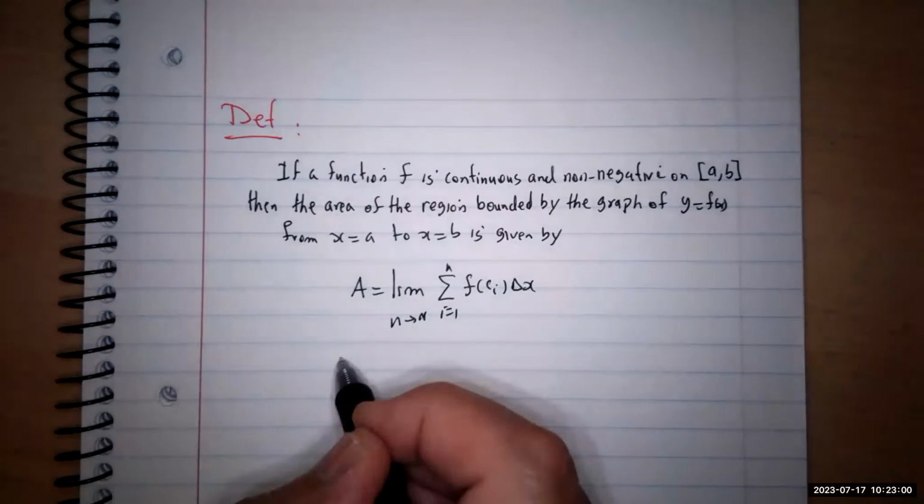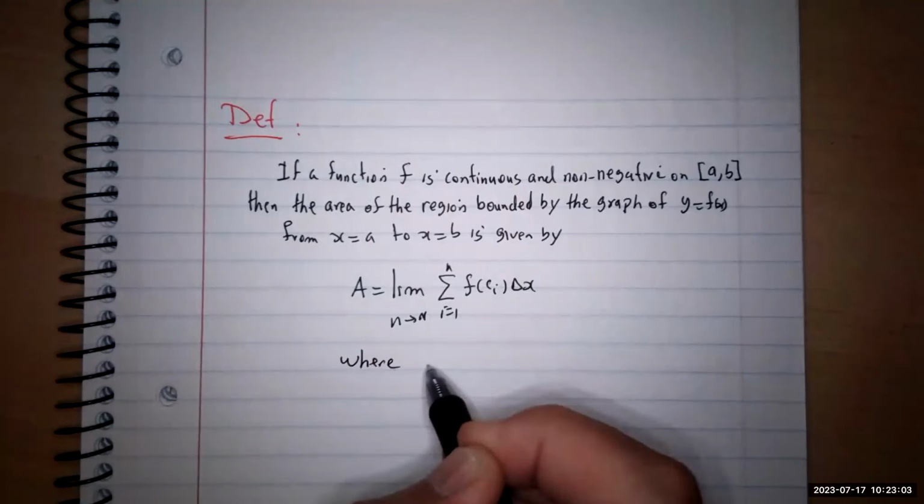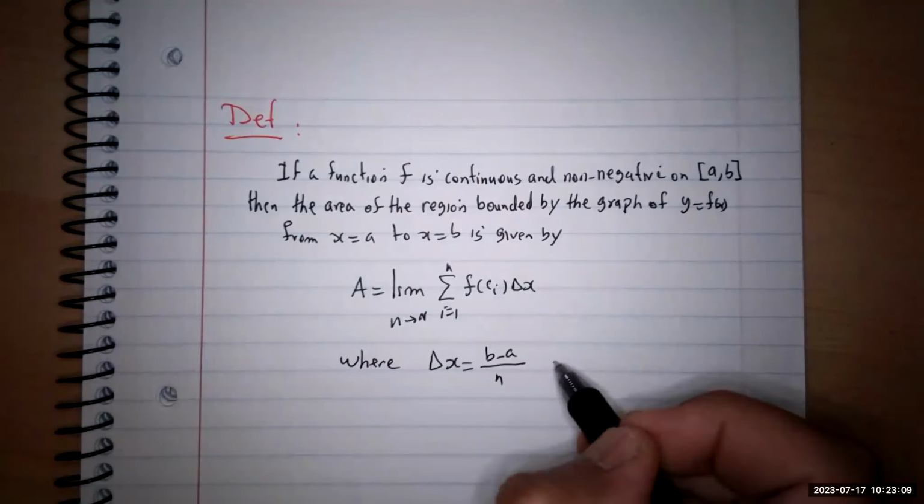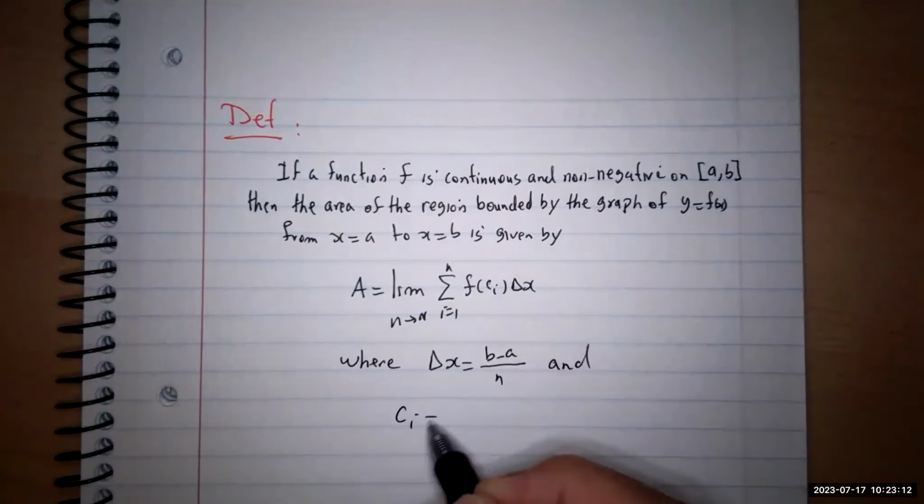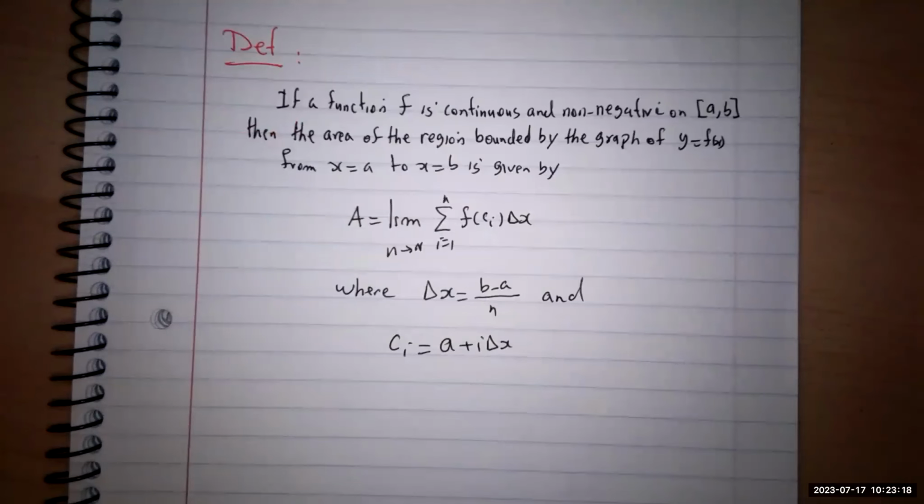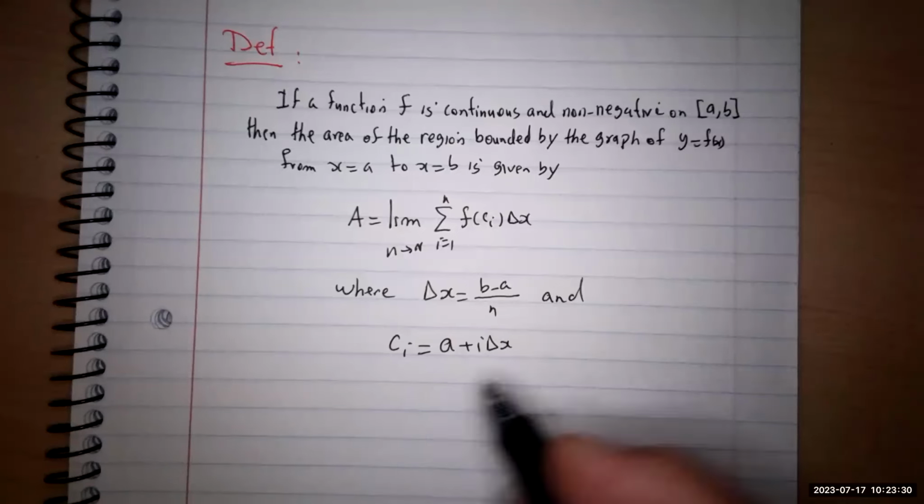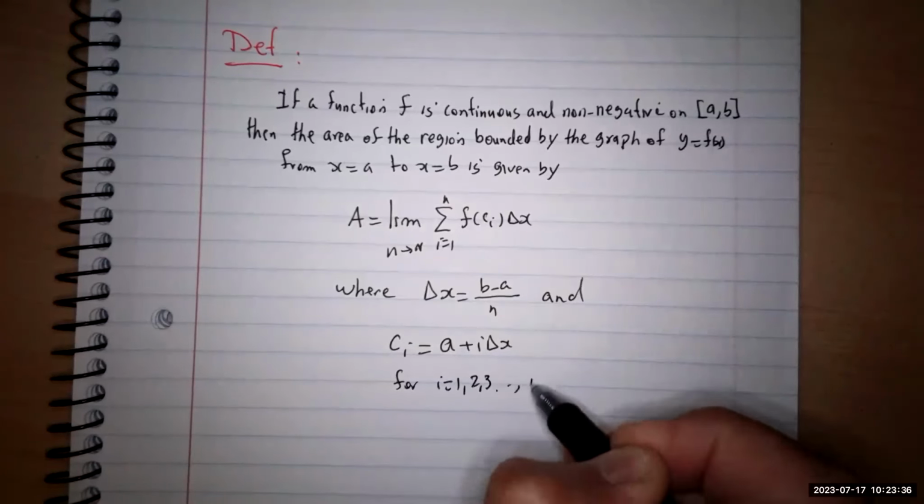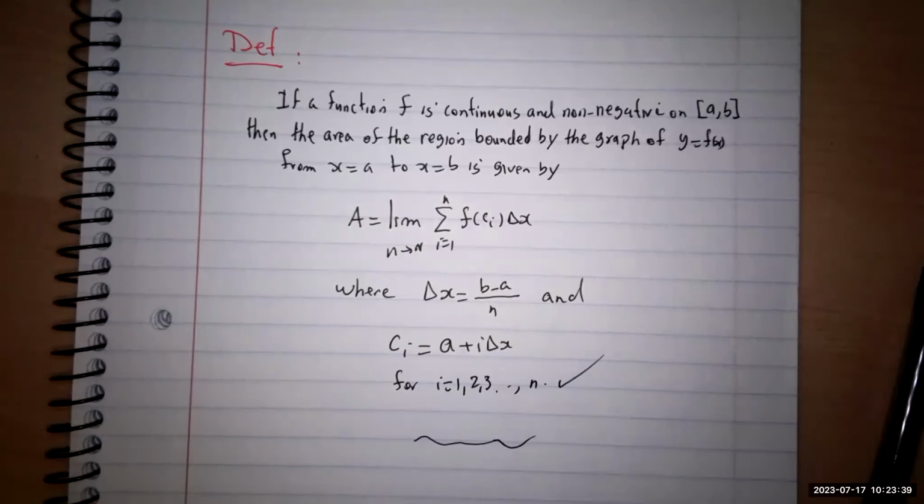We use it for a special case where delta x is equal to b minus a over n, and ci is equal to a plus i delta x. These are going to be used for the dimensions of those rectangles. So delta x is b minus a over n, and ci is a plus i times delta x for i equal to 1, 2, 3 up to n. That's it. I just made up everything we need, and we leave it for tomorrow.